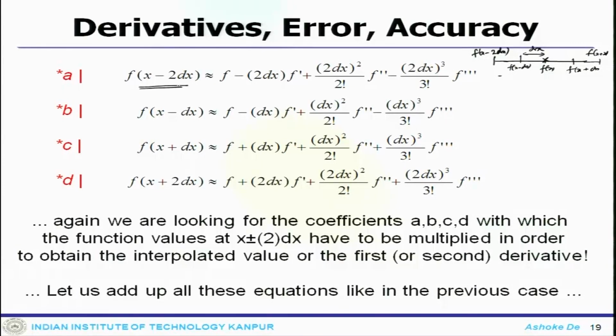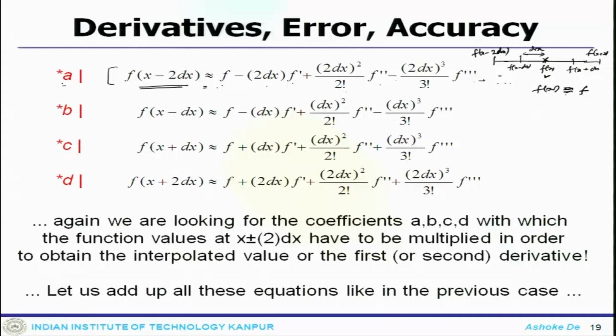So, x minus 2 dx, again I am approximating using the function at f(x). So, f(x) minus 2 dx f prime plus (2 dx) square by factorial 2 f double prime minus (2 dx) cube by factorial 3 f triple prime and so on. This particular equation you multiply with a. That is my first equation.